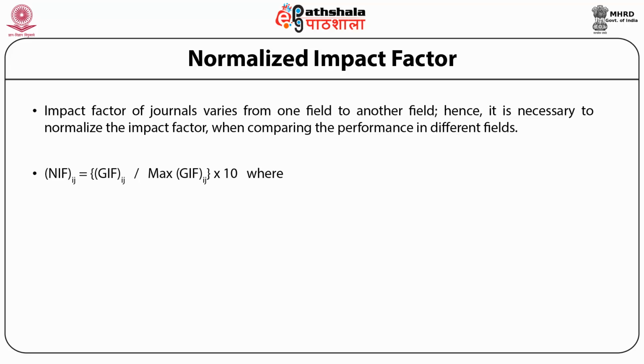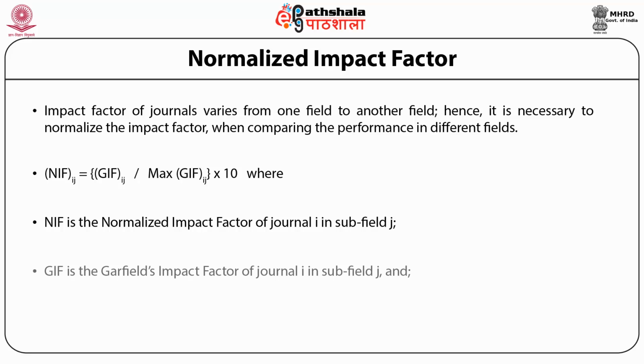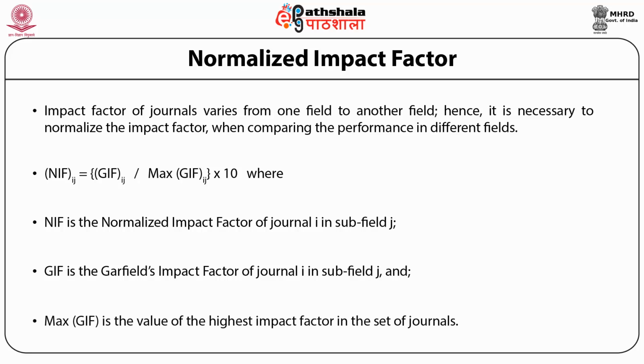NIF_ij = {GIF_ij / max GIF_ij} × 100, where NIF denotes the normalized impact factor of journal i in subfield j, GIF is the Garfield's impact factor of journal i in subfield j, and max GIF is the value of the highest impact factor in the set of journals.